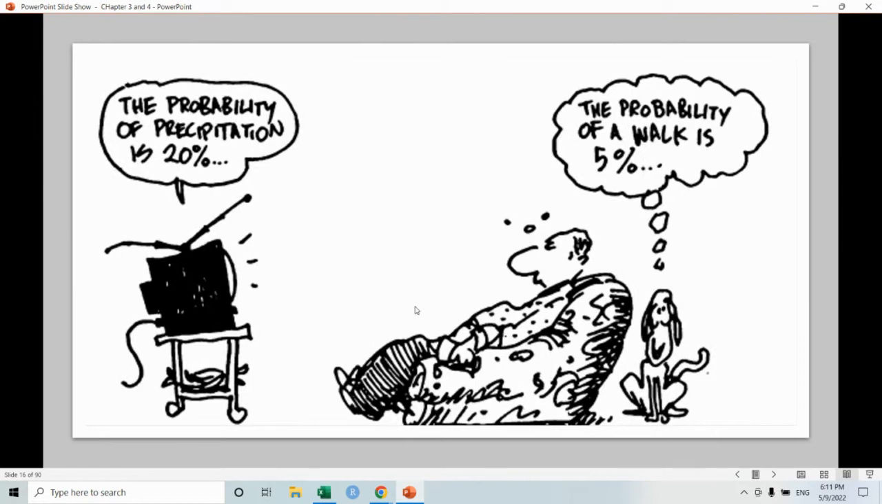So the probability of perception is 20%. Probability of a walk is 5%. Probably because he's too busy paying attention to this TV to pay attention to his dog. I recently just got a puppy, so I guess I could see how this could happen.